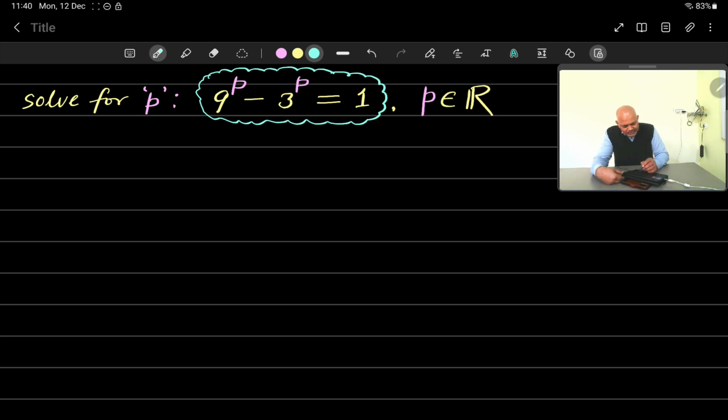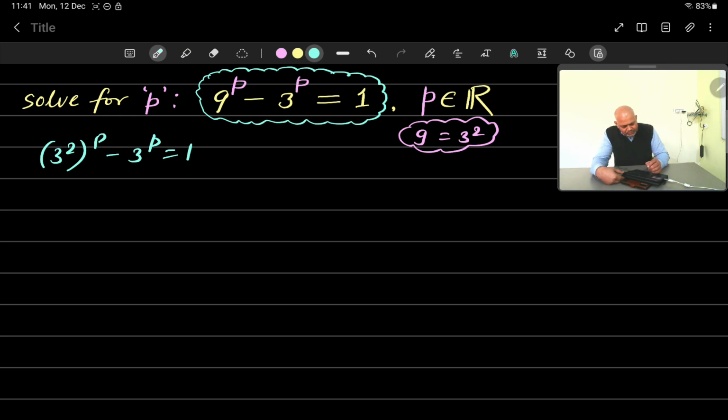You can see here the exponent in both terms of this equation is the same, but the base is different. One term has base 3 and the other has base 9. So my dear friends, you can write 9 as 3 square. Write this equation here: 3 square whole to the power p minus 3 to the power p equals 1.